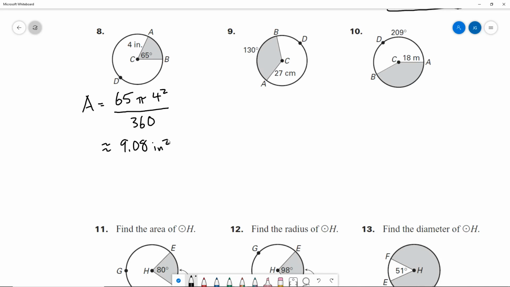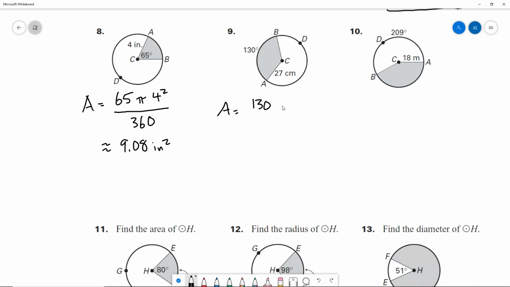Moving on to number 9. Same formula. In this case, we're going to have 130 as our theta. And really, when we look at a formula in geometry or in pre-calculus, whenever we see theta, we're talking about angles. Generally, theta is a variable that is used for angle measurements. So you're going to see that a lot moving forward.